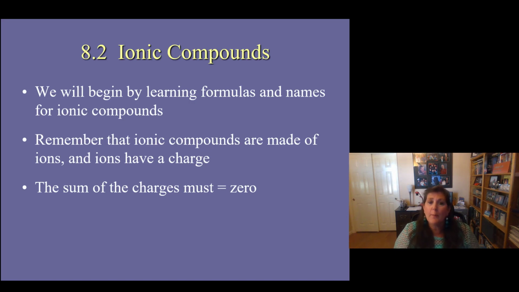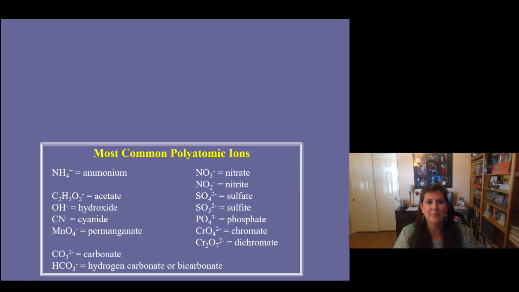So one thing you need to remember is that ionic compounds are made up of metal and nonmetal ions. The metals are positive, the nonmetals are negative, and they have to add up to 0. For example, if we have a +3 metal, we need to have -3 for the nonmetals. So we have to have them add up to 0. 3 minus 3 is 0. So we're going to make things add up to 0.